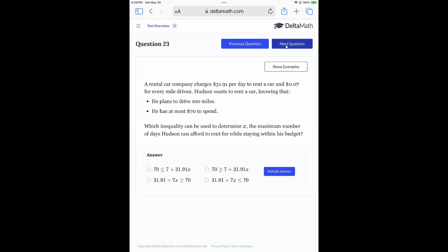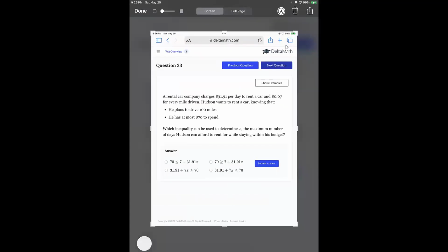All right, so this is a little tricky. It's going to be an inequality. Let's see what we got here. So it's charging him 31.91 per day. We want to know X, the maximum number of days that he can afford to stay within his budget. So this is what we're looking for. And you notice it's days, so we're going to connect that to this because this is per day. And that's this 7 cents for every mile, that goes with this. So miles go with miles, days go with days.